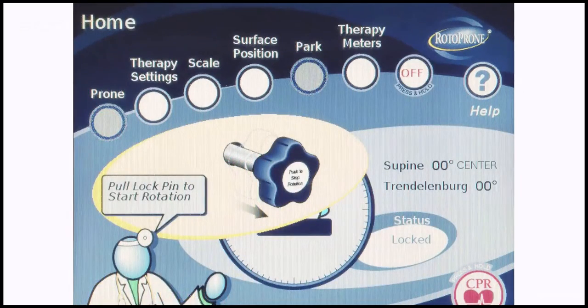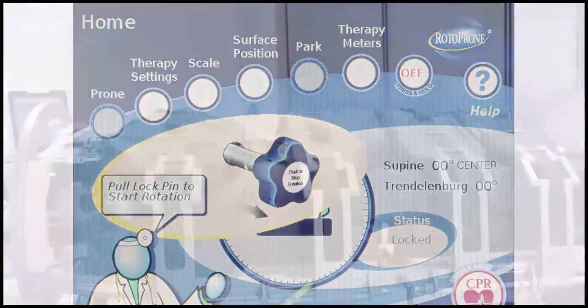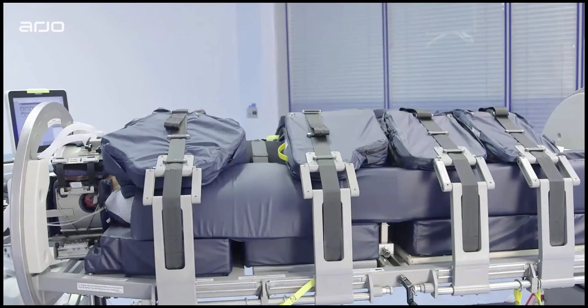Kinetic therapy begins in the supine position and will continue until directed to move to prone. Once the patient placement is completed and the patient is rotating in the supine position, only then can the patient be moved into the prone position and begin therapy.